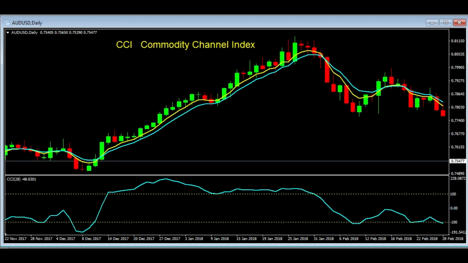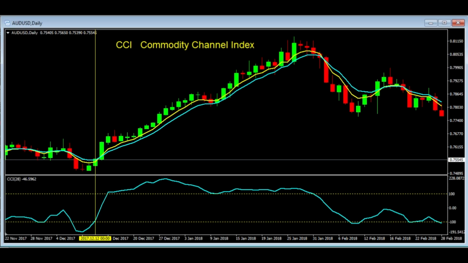And here it is. You will notice that there are two levels, 100 and minus 100. When the CCI line crosses the minus 100 level and goes up, the market goes up. And when the CCI line crosses the 100 level and goes down, the market goes down. Here you can see I have placed a yellow vertical line where the CCI line has crossed the minus 100 level and gone up.